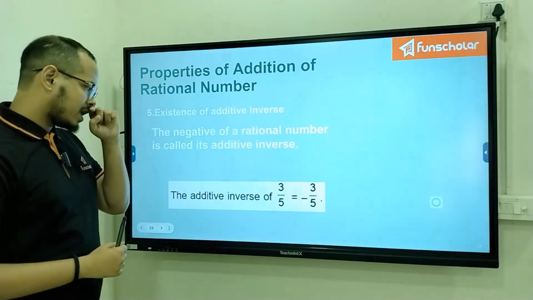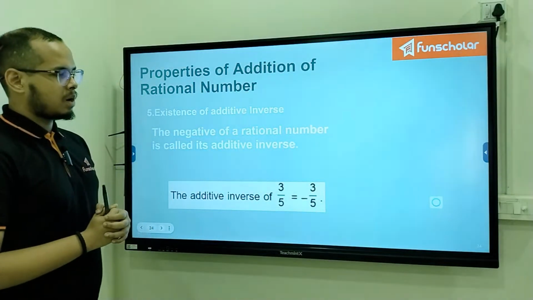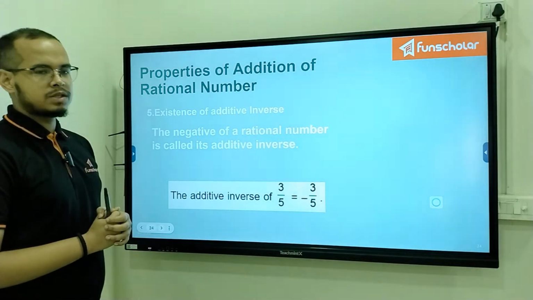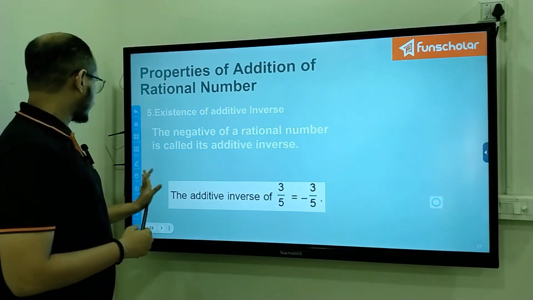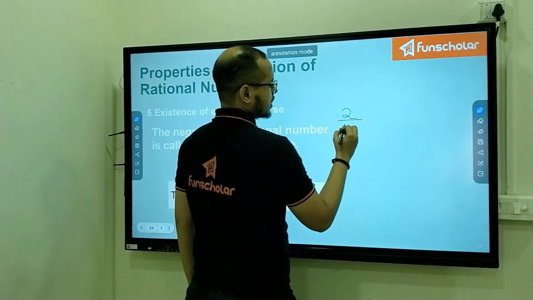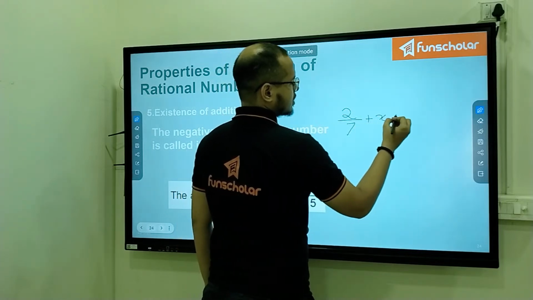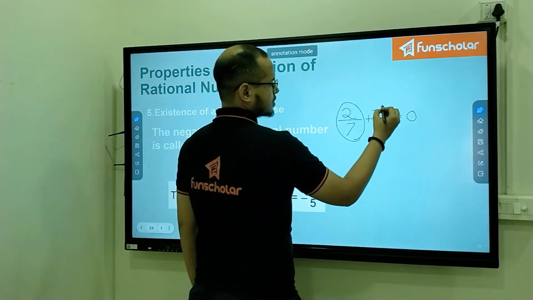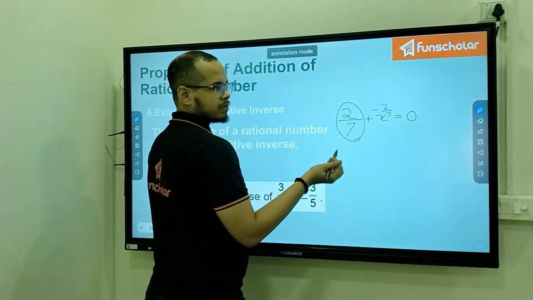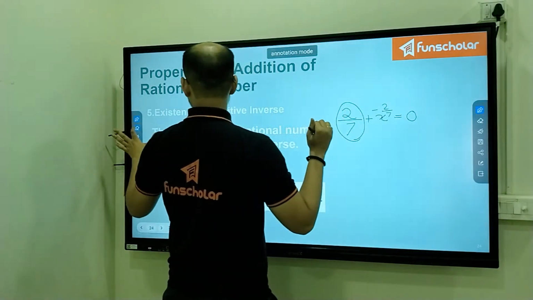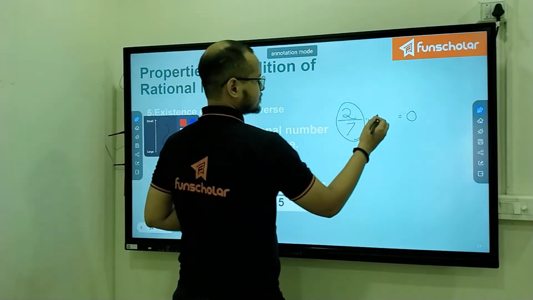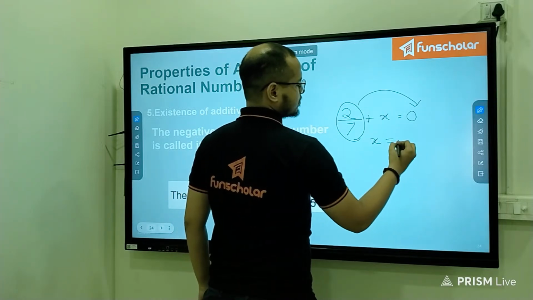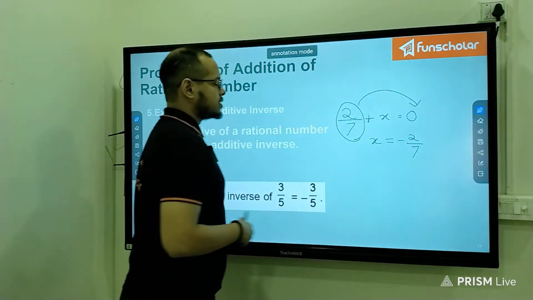Now, existence of additive inverse. Additive inverse is any number that, when added to a number, gives us 0. For example, if I get a number 2 by 7 and I need to add something in order to make it 0, it will always be the same number but with a negative sign, minus 2 by 7. How did we find that out? Simple. 2 by 7 plus x equals 0, so x is equal to, this comes to the opposite side, minus 2 by 7. This is what is known as additive inverse.